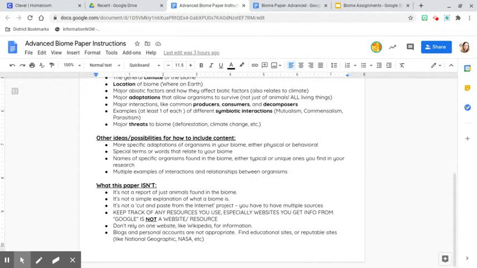Do not rely on websites like Wikipedia for information. Blogs and personal accounts are not appropriate for this kind of paper. Find educational sites. So educational sites usually have the .edu or .org on the end, okay? Look for sites like that. And then I gave you some examples, National Geographic, NASA, stuff like that, okay?